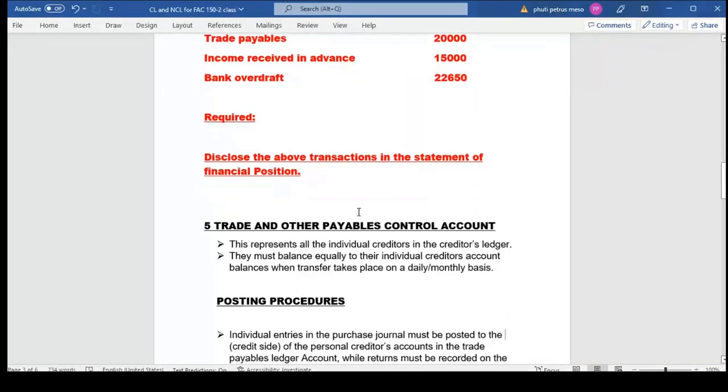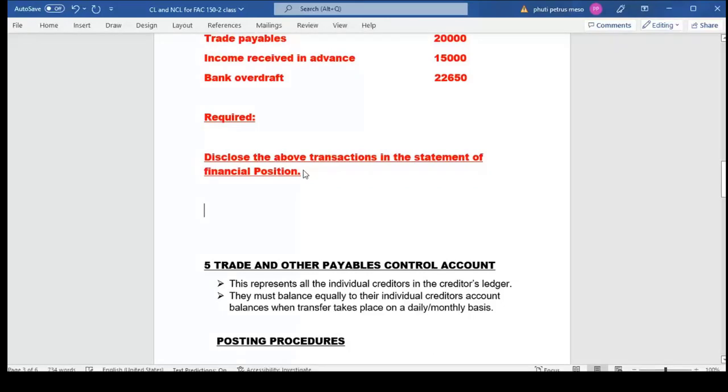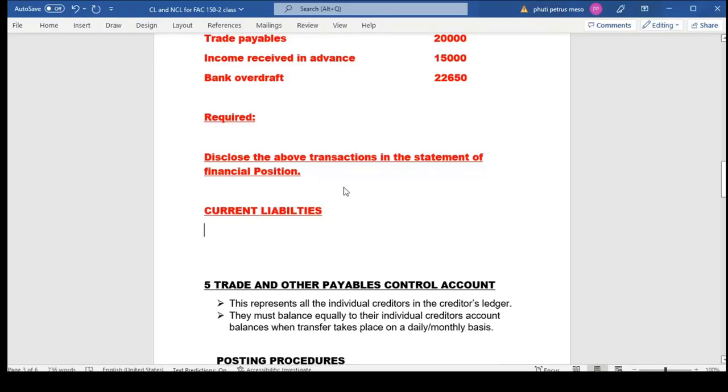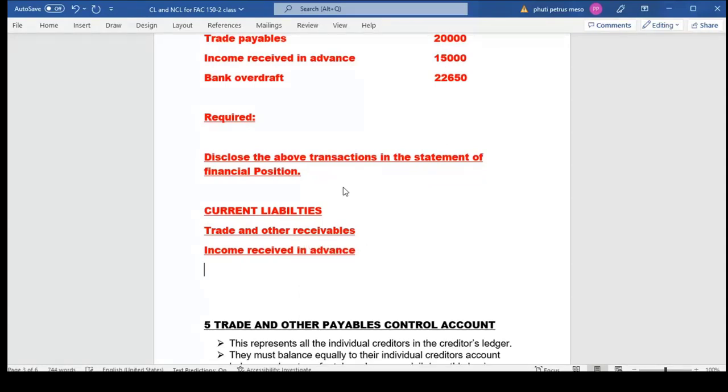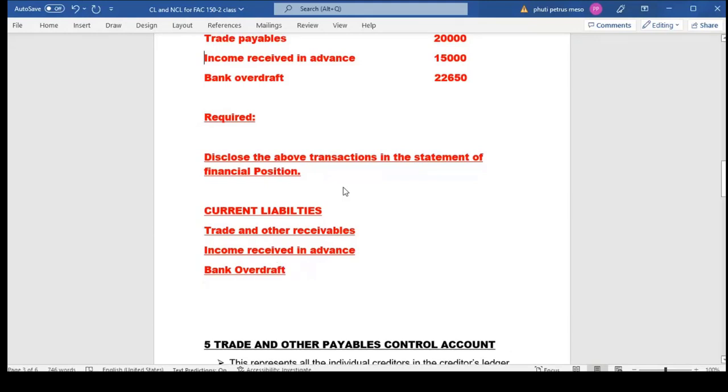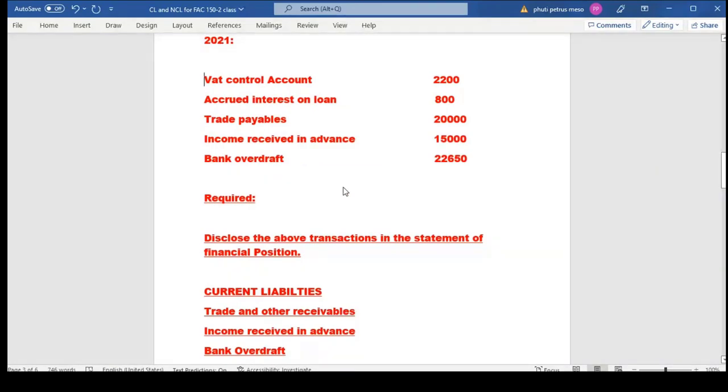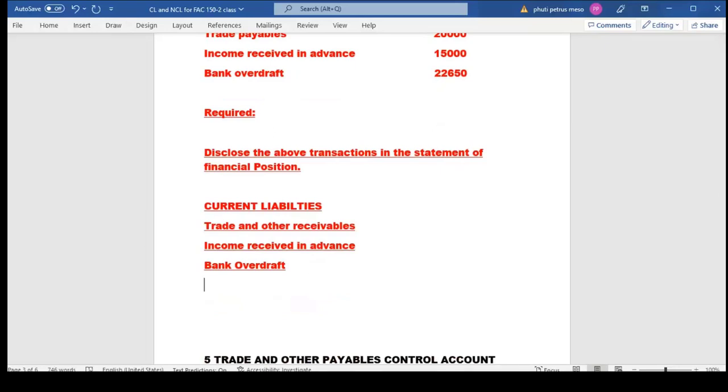Okay, so this is what you are going to do. Statement of financial position. I'm not going to give you the heading there. So what you're going to do is say current liabilities. And then you're going to say trade and other receivables. And you're going to have your income received in advance, and you're going to have your bank overdraft. Let me just go back and see. Okay, the VAT control account, and then accrued interest and loan.